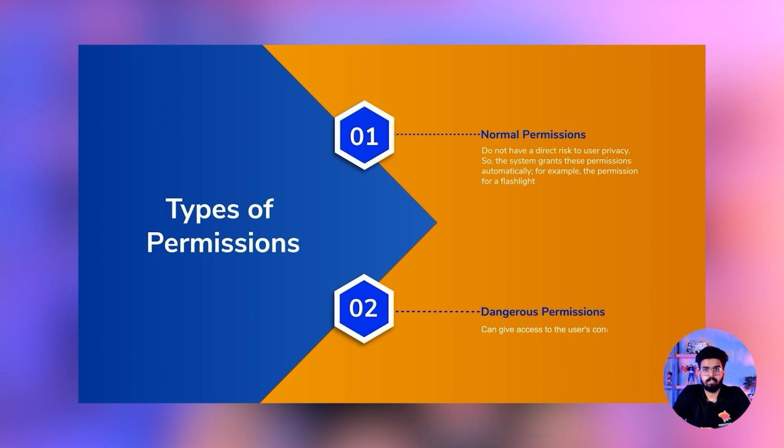Dangerous permissions can give access to the user's confidential data, so the user has to approve the permission for your application explicitly. For example, reading or writing a contact.